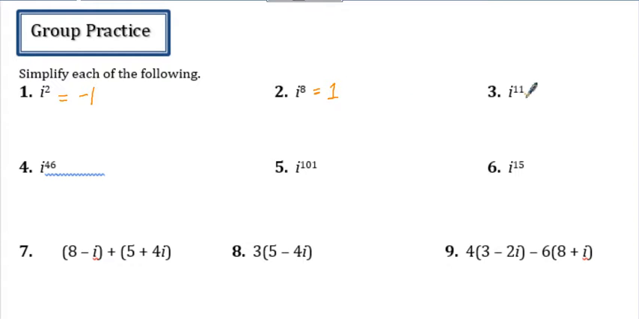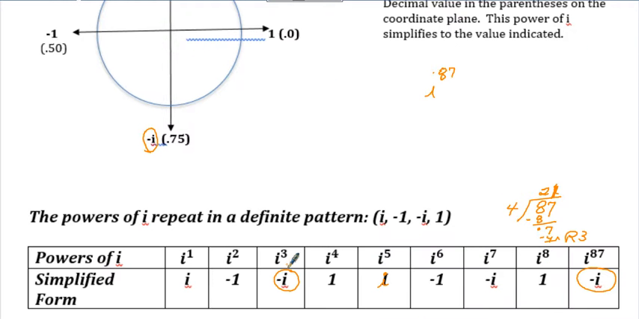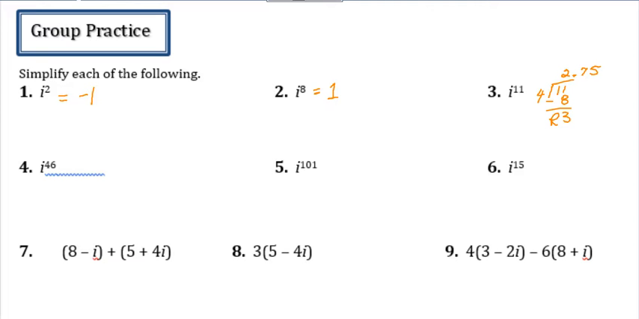i to the 11th, however, well, 11 divided by 4, if you're doing it in your calculator, you should still get that it goes in 2 times, and you have 0.75 on your calculator, or a remainder of 3 if you're doing it by hand. And we know that with a remainder of 3, we go around 1, 2, 3, negative i, or negative i here on your circle chart. So this simplifies to negative i. So these are what we want you to write as your simplified versions of these powers of i.